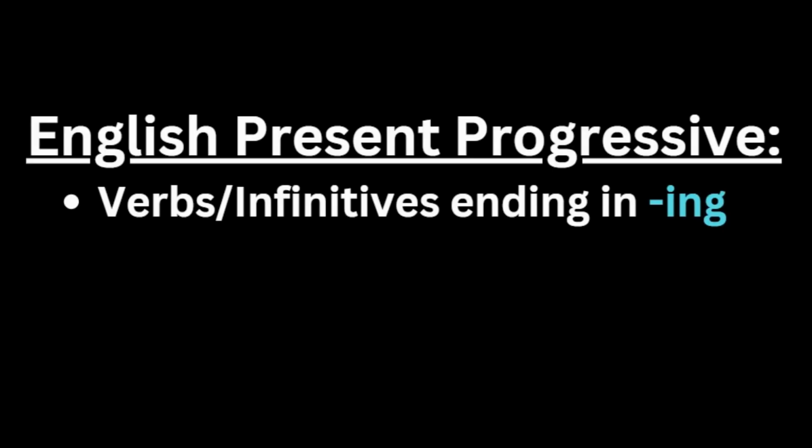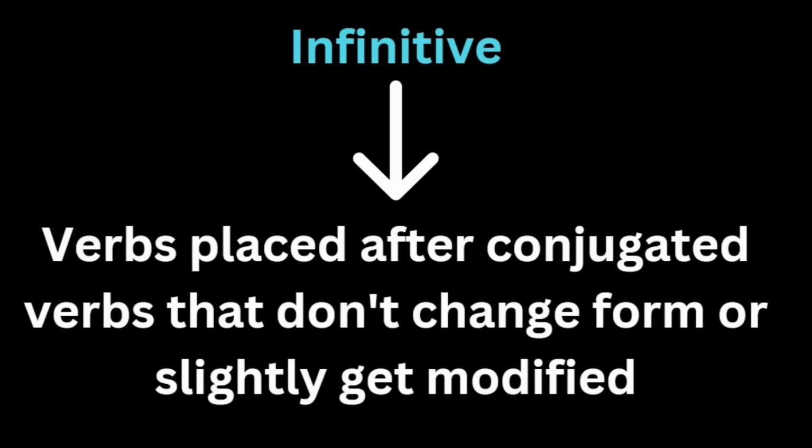The present progressive in Spanish is the English version of verbs ending in -ing, or as they're formally called, gerunds. Gerunds are verbs that are placed after already conjugated verbs, and so they don't change or only slightly get modified. With the present progressive, if you want to use the verb to talk, you would say I am talking, by adding an -ing to the verb.